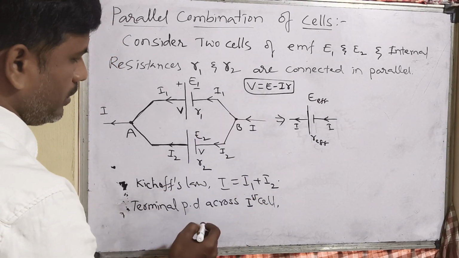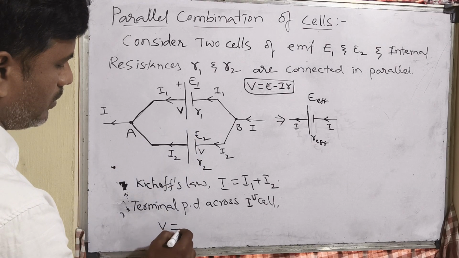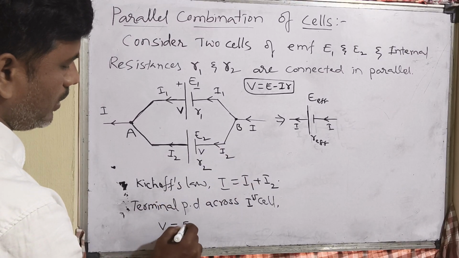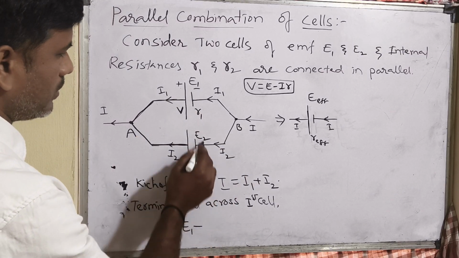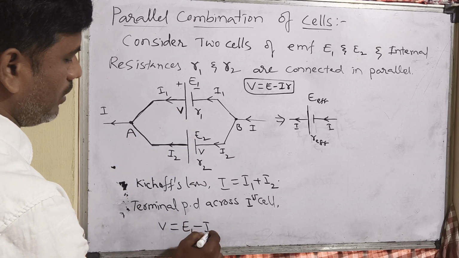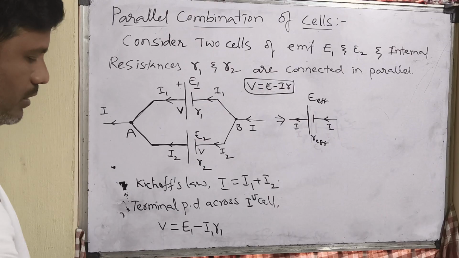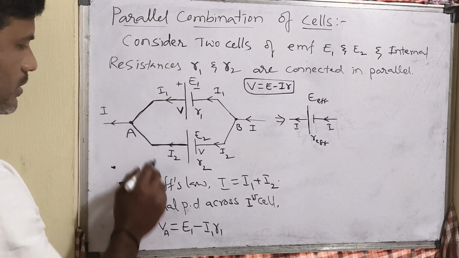So how to write? Here the potential difference of the first cell is what? V only. So V is equal to the first cell EMF, E1, minus the current, which is I1, times the internal resistance, which is R1. Clear? So that is at the VA junction, due to the first cell only.